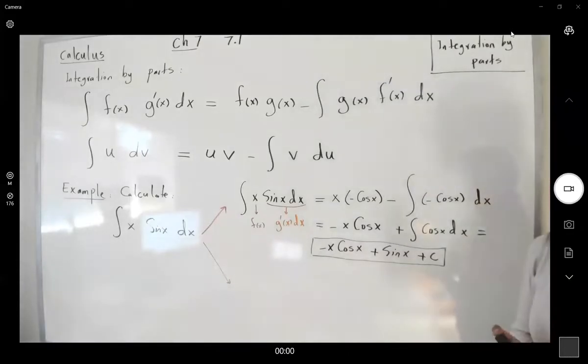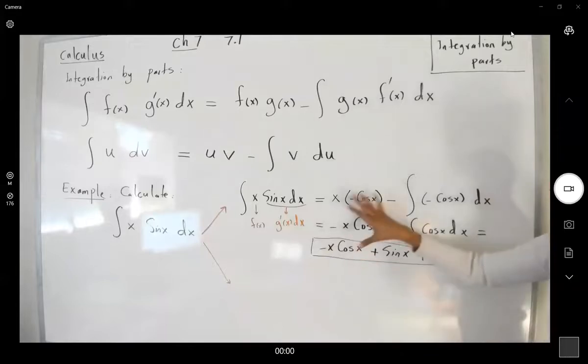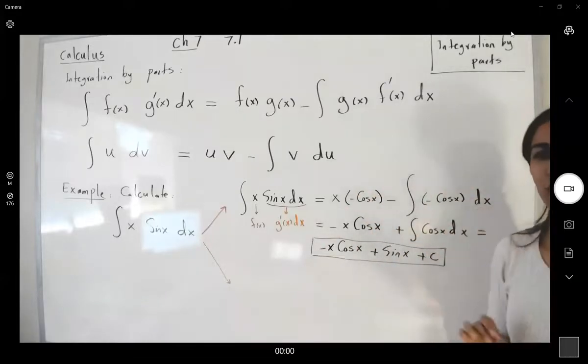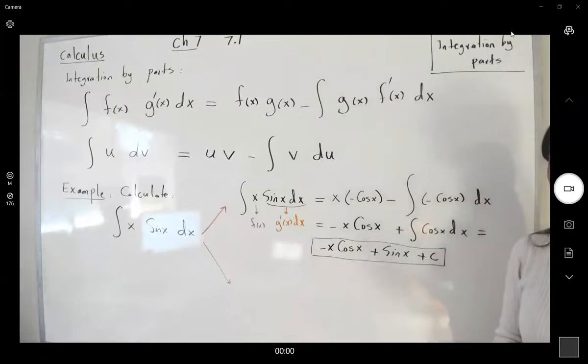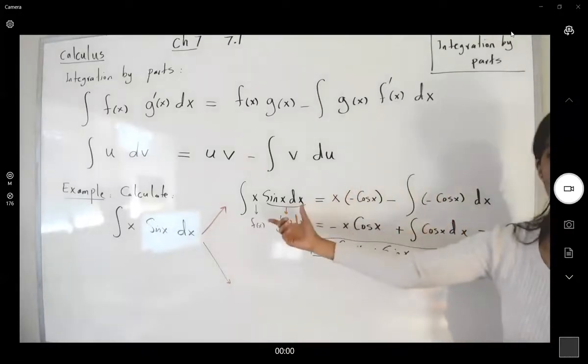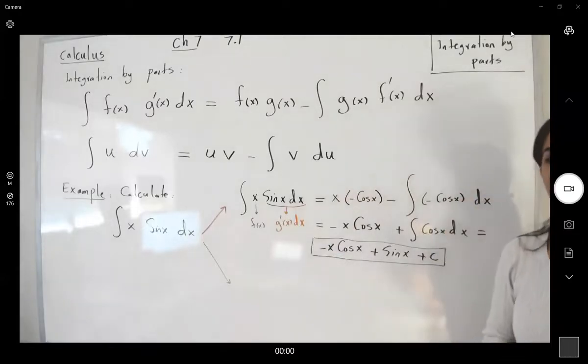So when you select the correct f and g prime, you can easily take the integral. Again, note that your job is to make sure you have a nicer version of the original integral, something that you already know how to calculate.